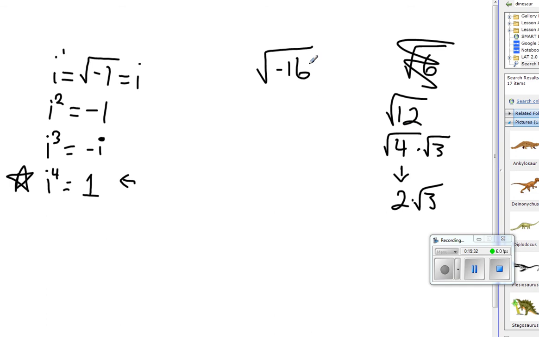And we simplified it like that. Okay, we can do that with this. Only now, all we want to do is get rid of the negative, because you can't take the square root of anything negative. It doesn't exist. That's the whole point of the lesson. So we can say this is the square root of negative 1 times 16, the square root of 16. And then we can take the square root of both of those.